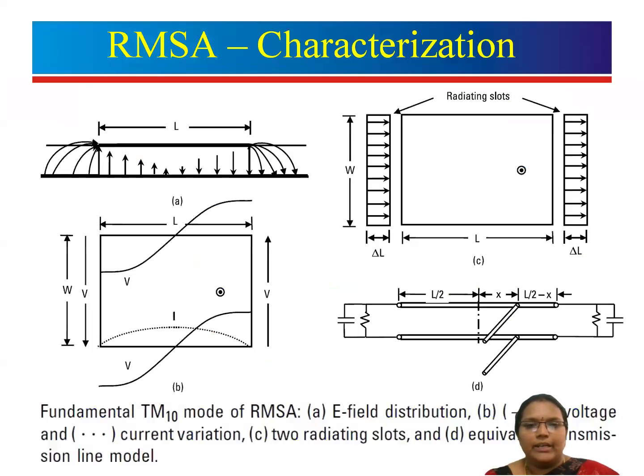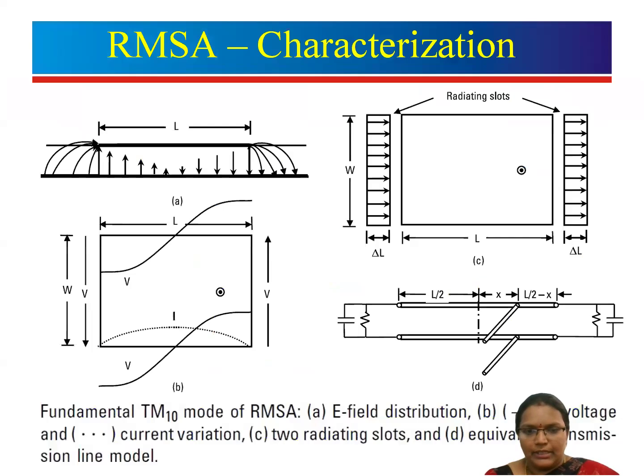Here we can observe the fringing effect. That is, here we can have so many lines of E fields that are bulged at the ends. That is due to the fringing effect. The fields at the edges. The microstrip antenna radiates from the edges.